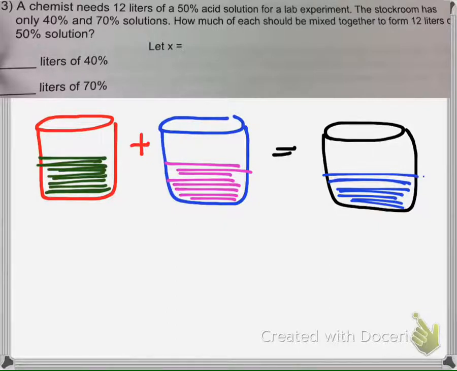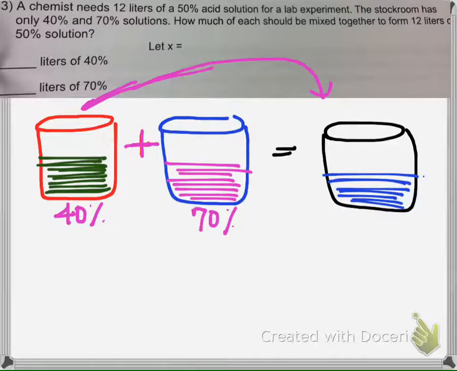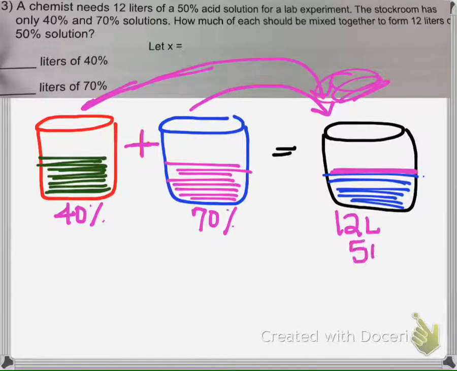So let's have this one be the 40% and this one be the 70%. And we're going to mix them, and mix them means add. So we're going to put them together. We're going to pour some of this into a container, and then we're going to pour some of this into the container, and when it all mixes together, it should be 12 liters. So this should be 12 liters, and it should be a 50% solution that has acid. So it says, how much of each should be mixed together?